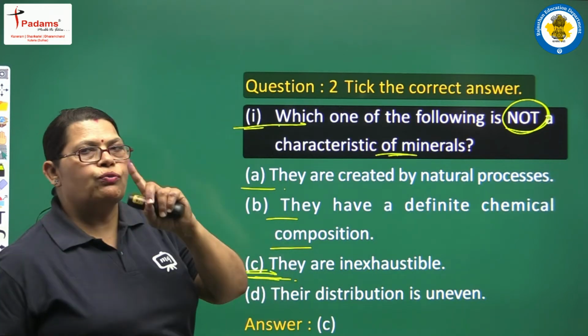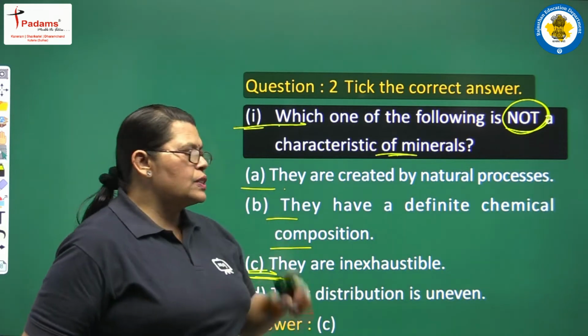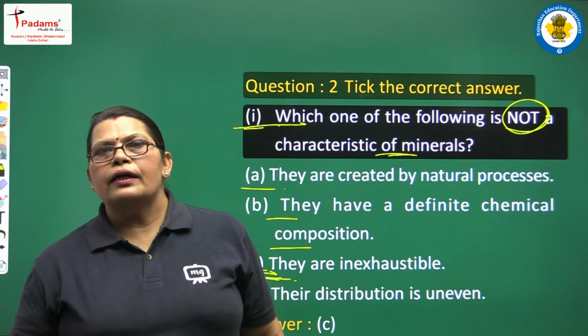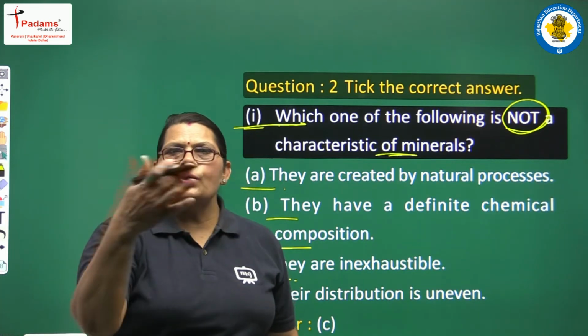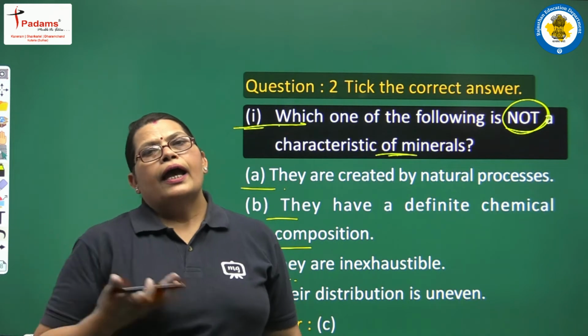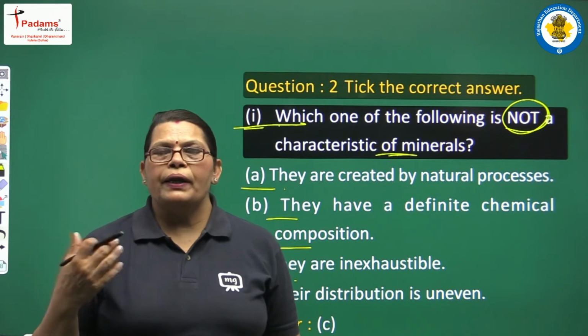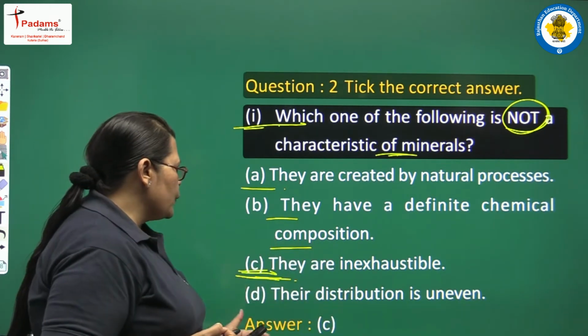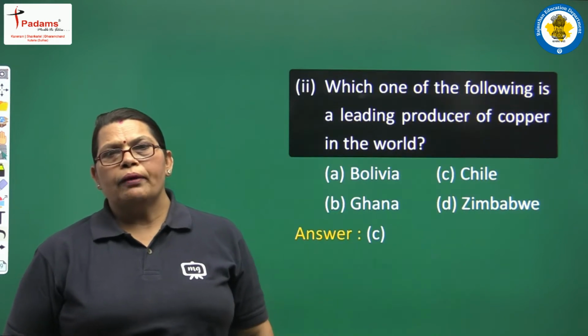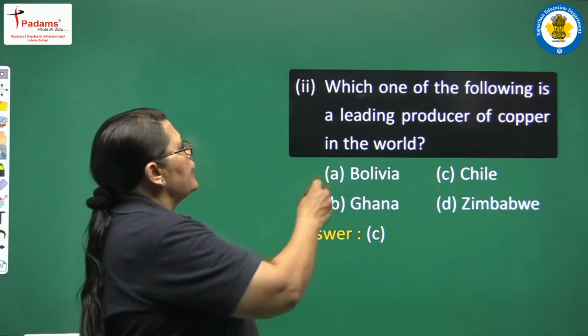And we have a fourth option also here. Their distribution is uneven. Yes, this one is true. Their distribution is uneven. It depends on region to region, state to state, country to country, and as per the Earth's plates. So our answer is C. They are inexhaustible. Okay. We are covering our next question here.